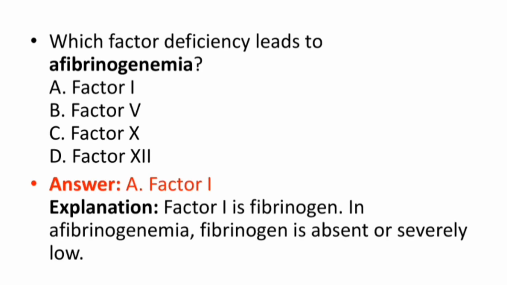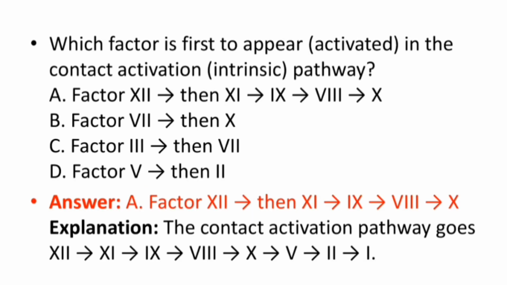Which factor deficiency leads to afibrinogenemia? Option A, factor 1; option B, factor 5; option C, factor 10; option D, factor 12. The correct answer is option A, factor 1. Factor 1 is fibrinogen. In afibrinogenemia, fibrinogen is absent or severely low.